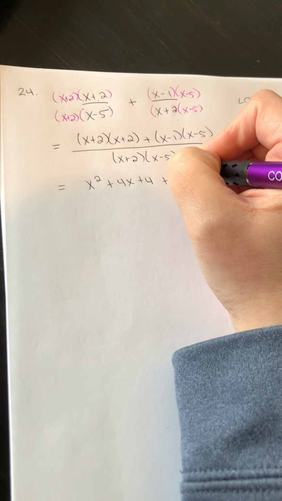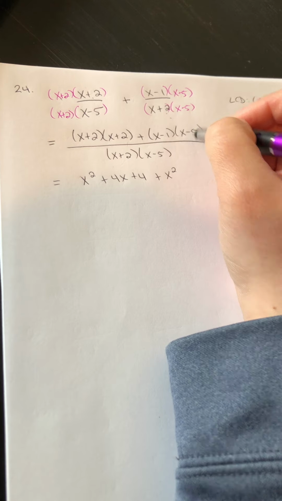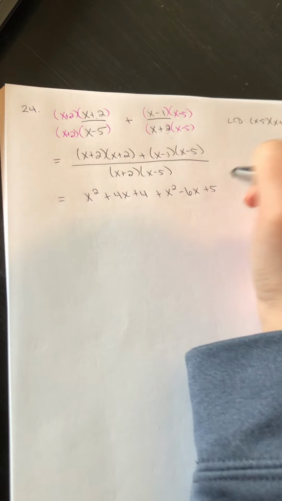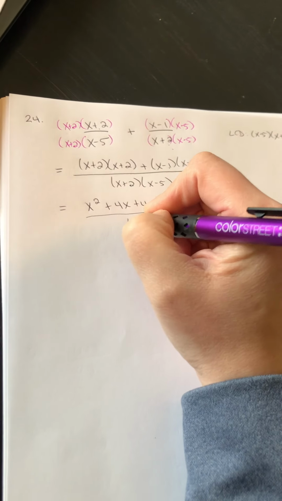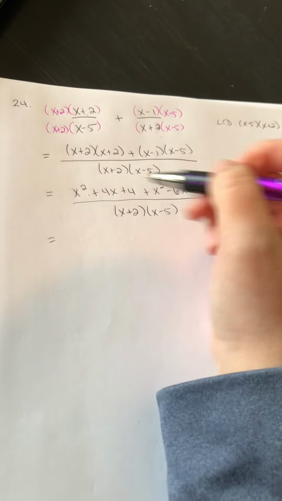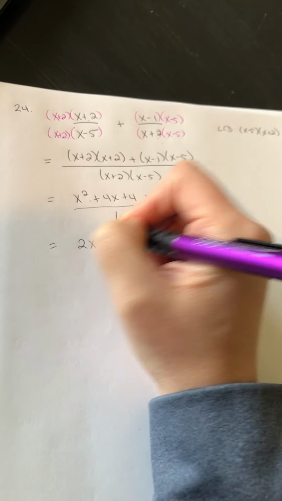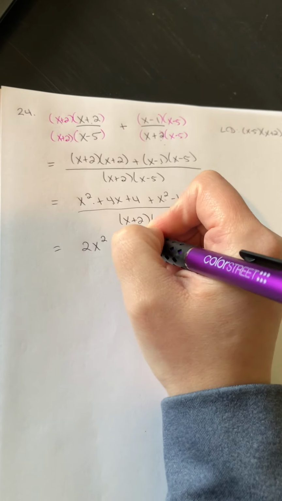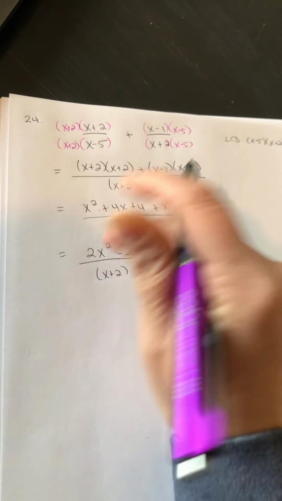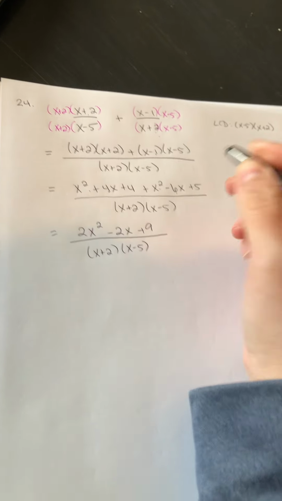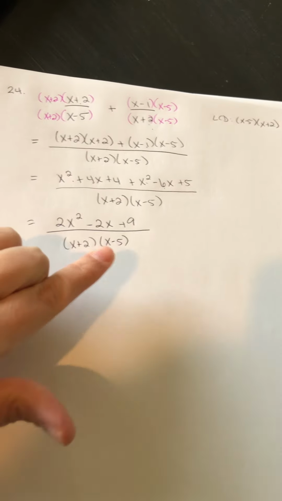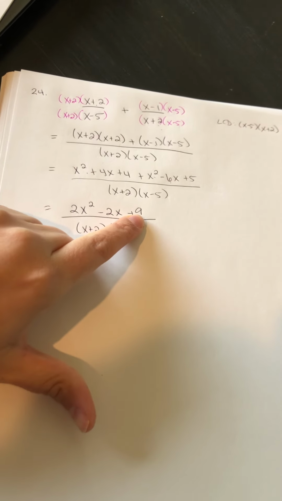Plus x times x is x squared. When I do the outer one, I've got minus 5x, inner minus x, so minus 6x, and negative 1 times negative 5 is plus 5, over x plus 2, x minus 5. And then combine like terms: x squared plus x squared is 2x squared, 4x minus 6x is minus 2x, and 4 plus 5 is 9. Now here's where you need to check to see if this factors to know if you can reduce, because if it factors into one of these, you could cancel it out. This one doesn't factor. The easiest way to check is to use the grouping method.